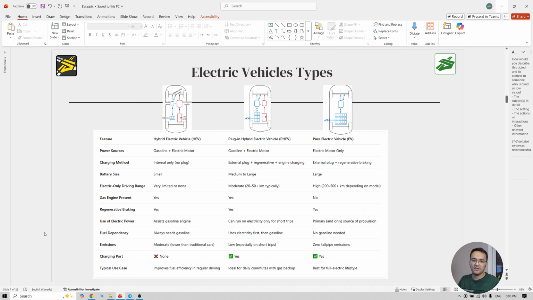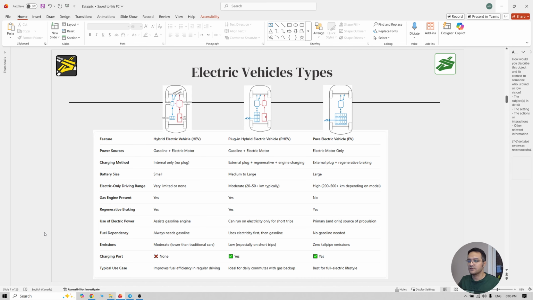So these three main vehicle types have different specifications. The one which is very important is regenerative braking, which all of them have. As long as the car is braking, it regenerates the power back to the battery. So that's a very good point, while other cars do not have it, right?